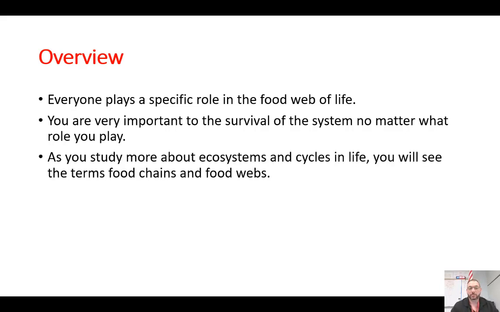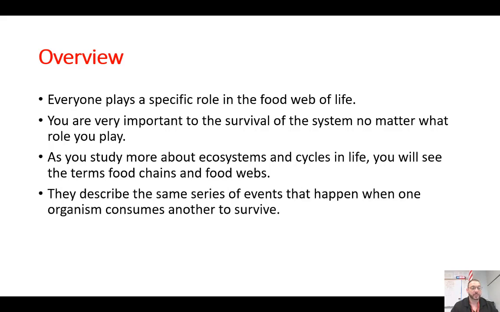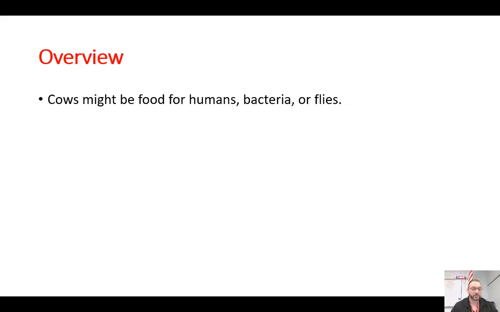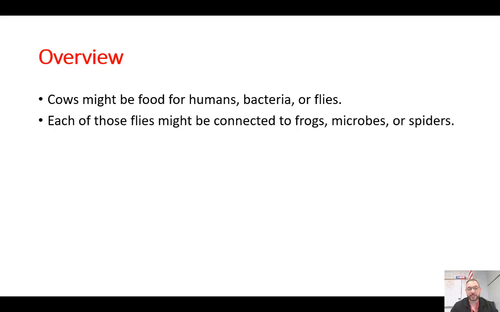As you study more about the ecosystems and cycles in life, you will see the terms food chains and food webs. They describe the same series of events that happen when one organism consumes another to survive. Food web is a more accurate term since every organism is involved with several other organisms. Cows might be food for humans, bacteria, or flies. Each of those flies might come in contact with a frog, a microbe, or a spider.